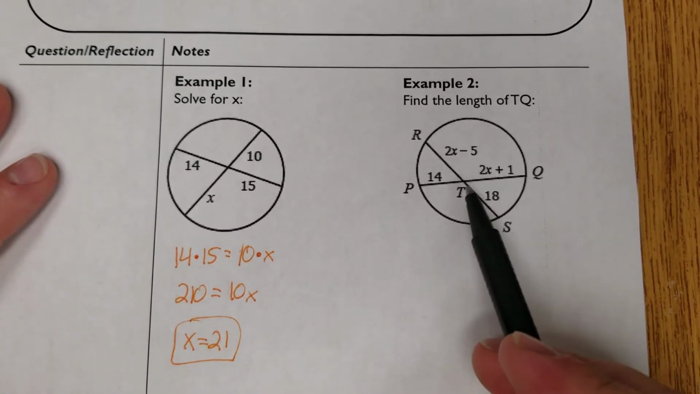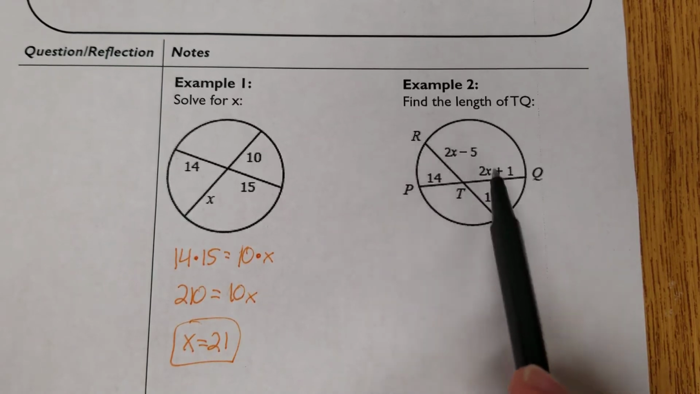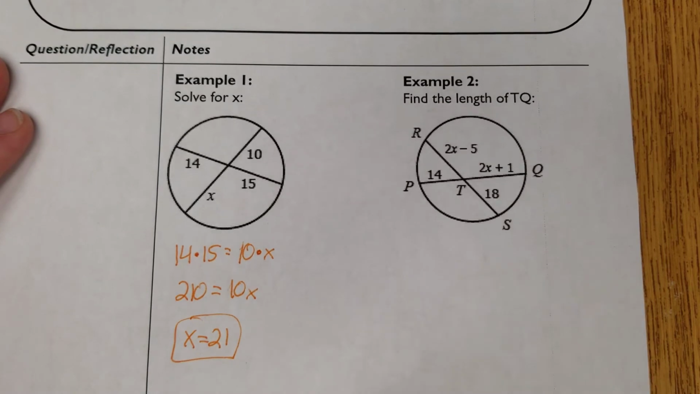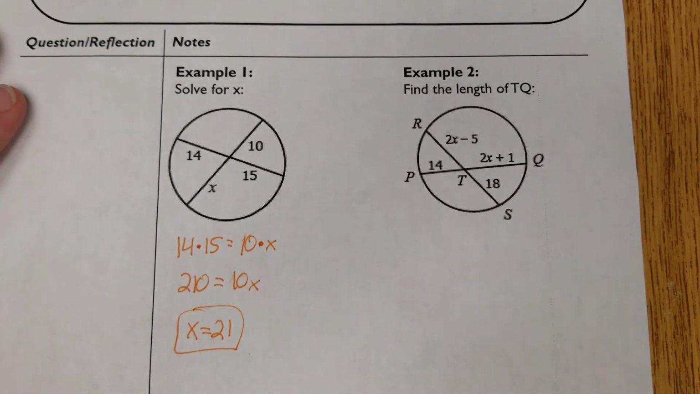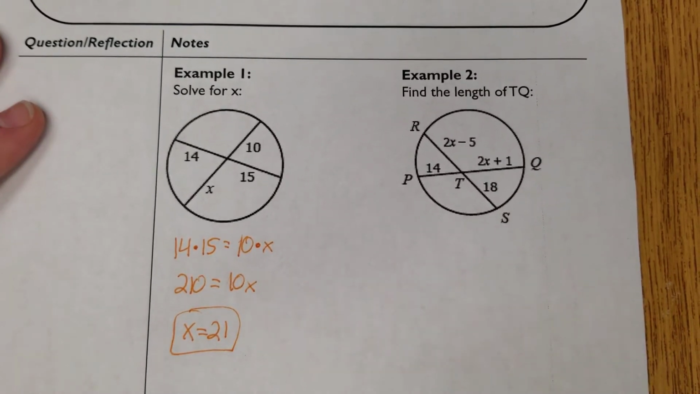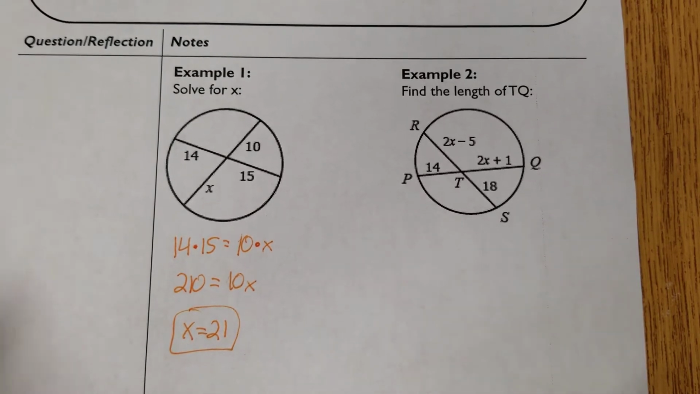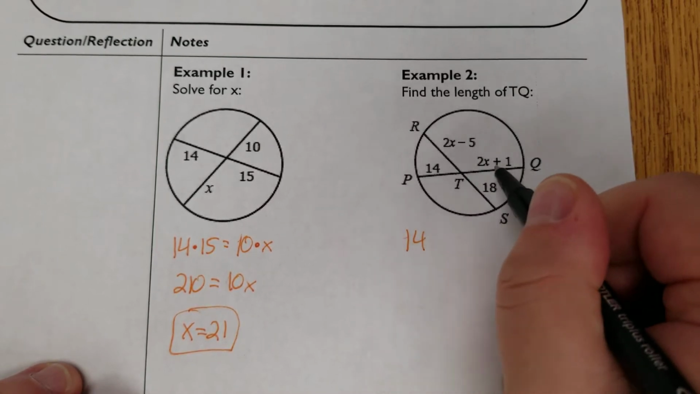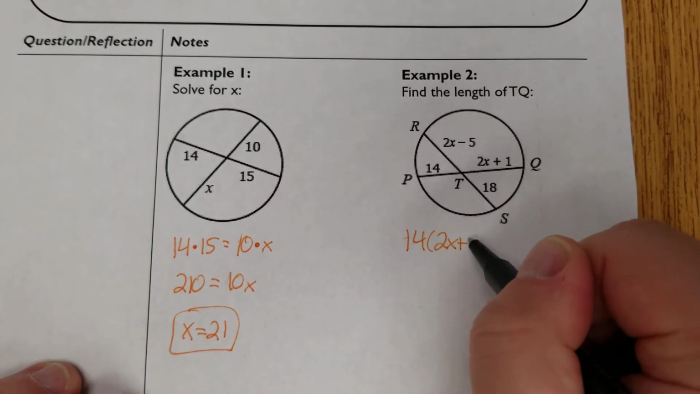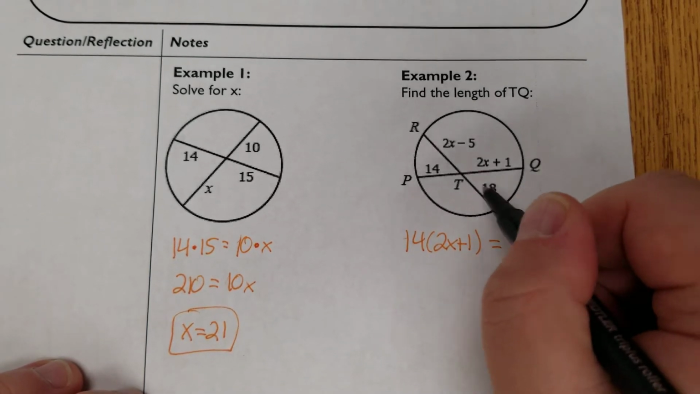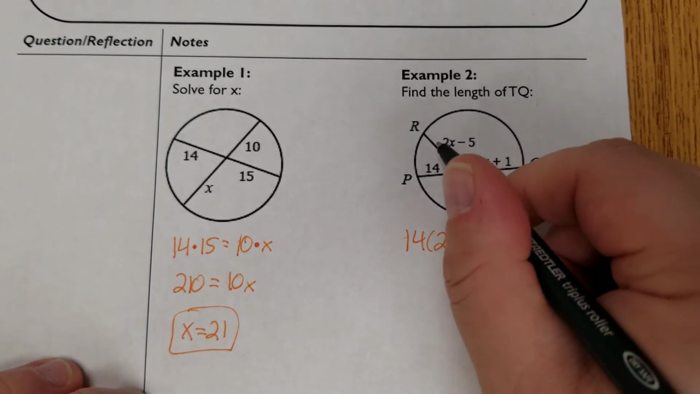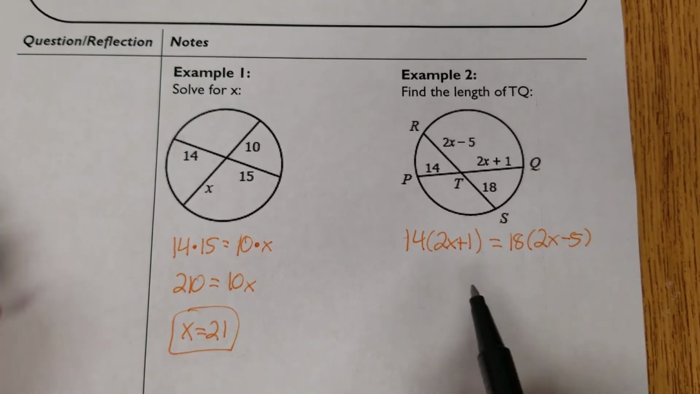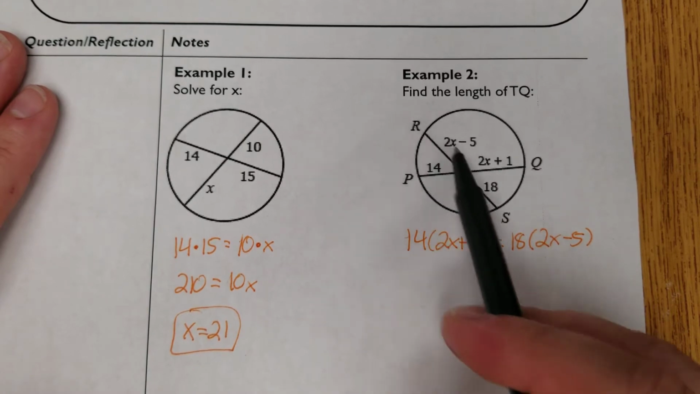Same idea, just a little more involved algebra because obviously there's a little more work going on in these expressions here. But it's the same setup, and that's the key element. Recognize the pattern of how it's designed. Don't worry about how heavy the algebra becomes as you go through it. So 14 times the 2x plus 1 should be equal to 18 times the 2x minus 5. It's still the same pattern. Multiply the things that are on the same segment.